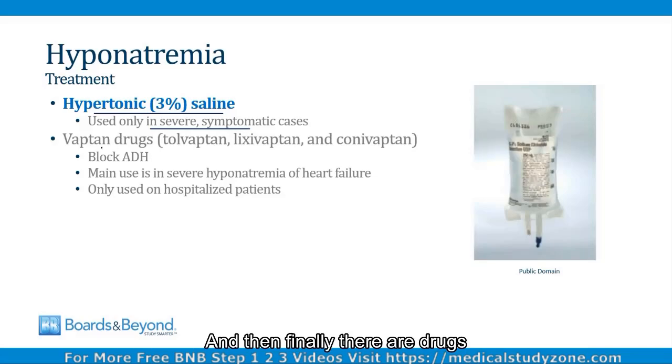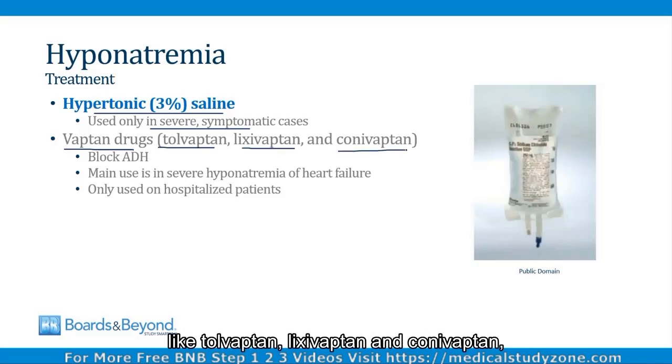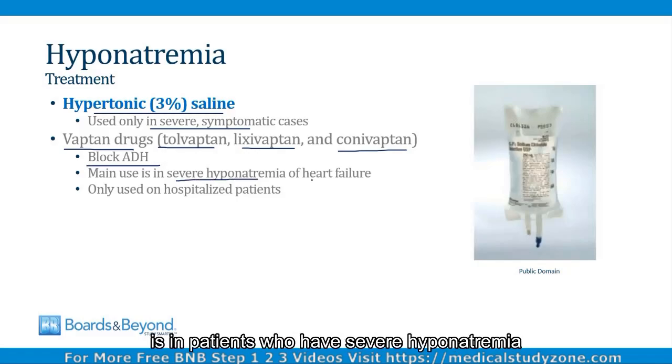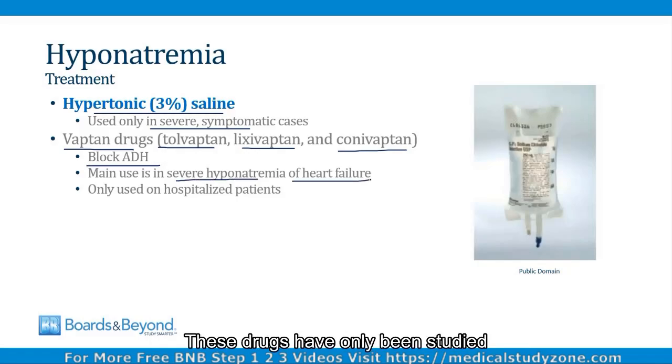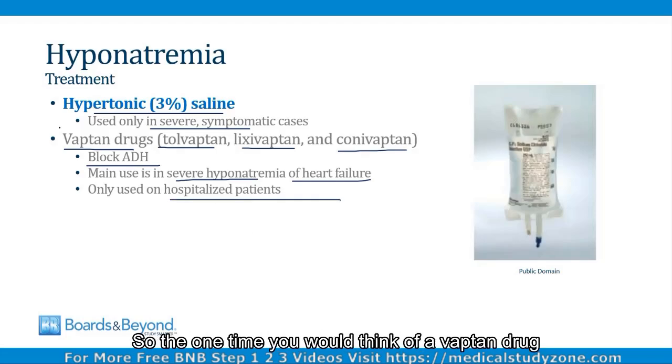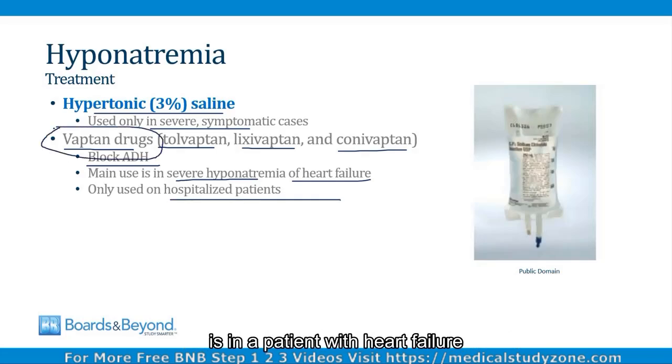And then finally, there are drugs that are called Vaptan drugs. They all have names that end in Vaptan, like Tolvaptan, Lixivaptan, and Conivaptan. These drugs block the effects of ADH, and the main use for these drugs is in patients who have severe hyponatremia of heart failure. These drugs have only been studied in patients with heart failure. They're not really used anywhere else, and they're only used in hospitalized patients. So the one time you would think of a Vaptan drug is in a patient with heart failure who has severe symptomatic hyponatremia.